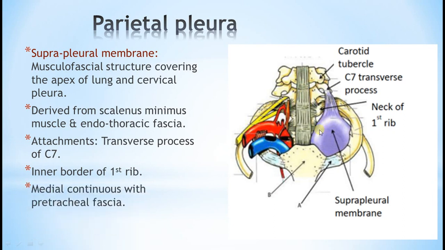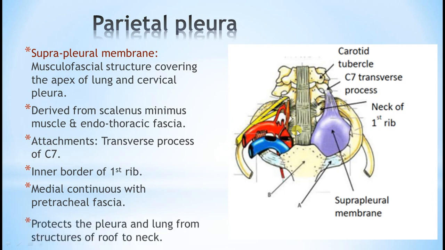So medially the suprapleural membrane will again be continuous with the fascia, which is called the pretracheal fascia, which is again a modification of your deep cervical fascia. It will be continuous with the fascia in front of the trachea, which is called the pretracheal fascia.